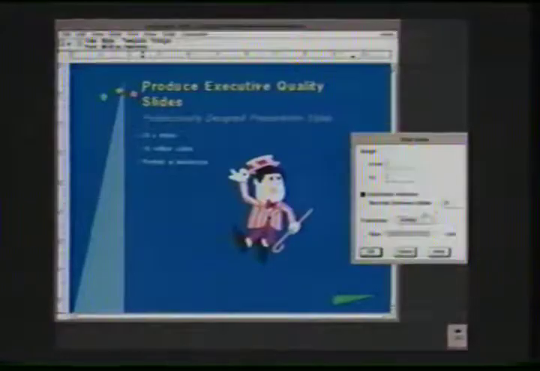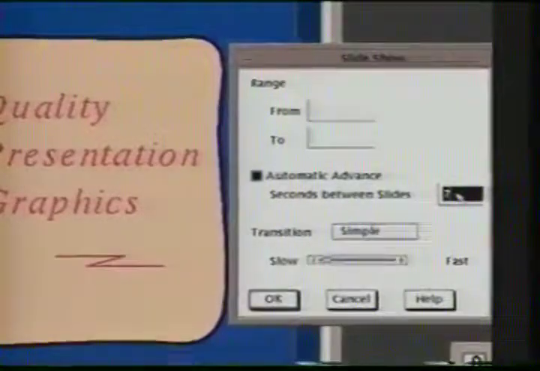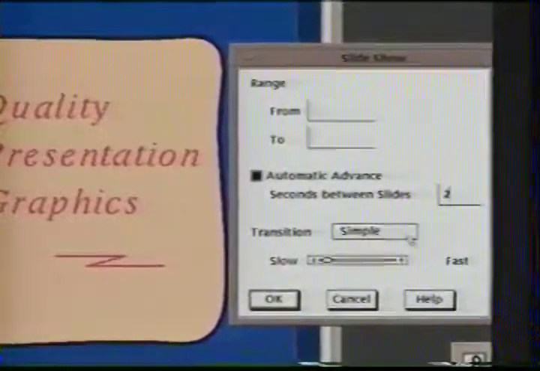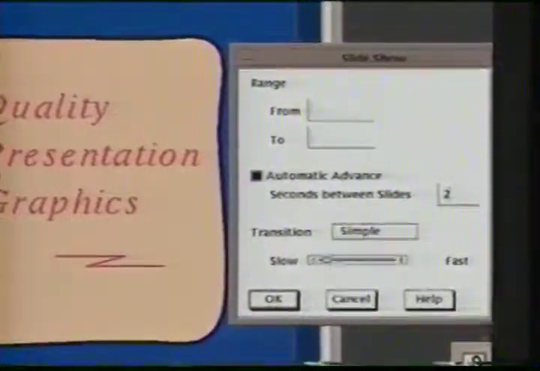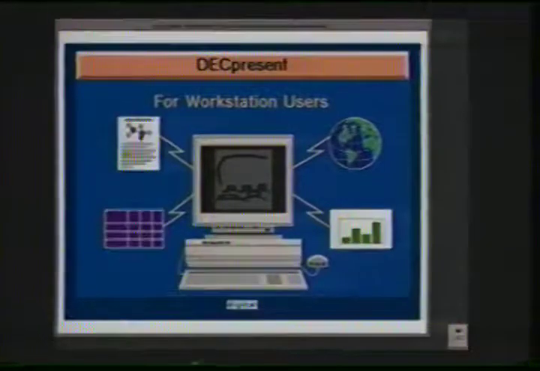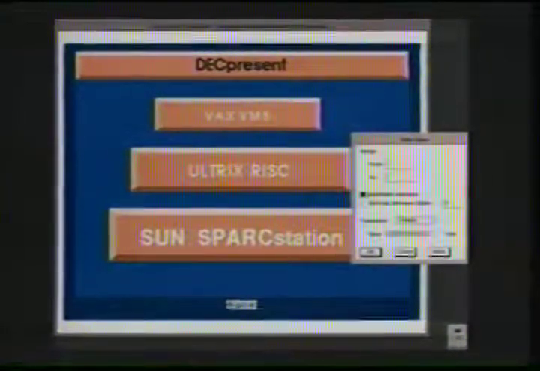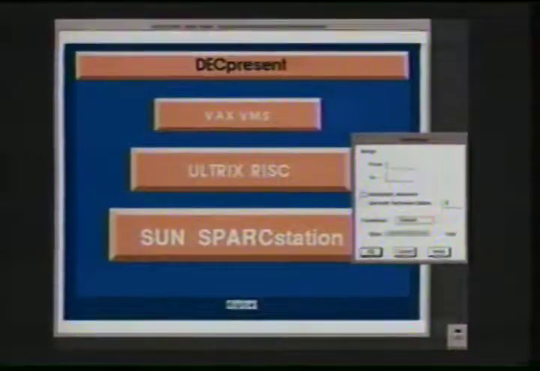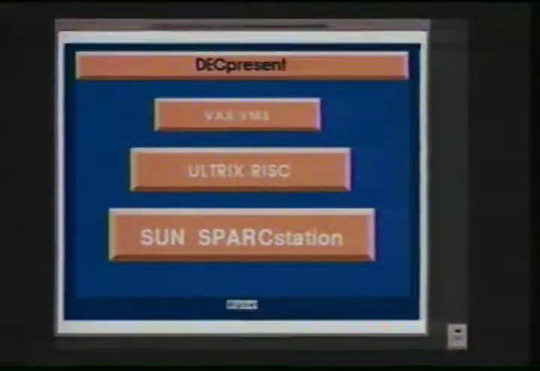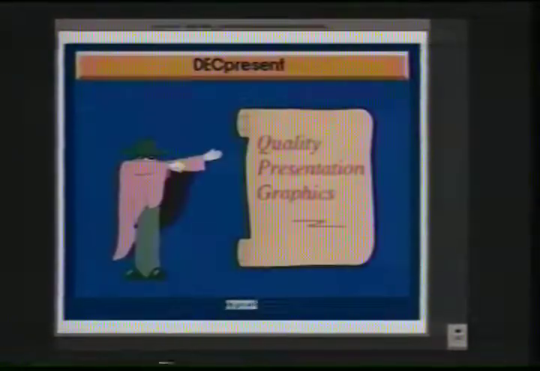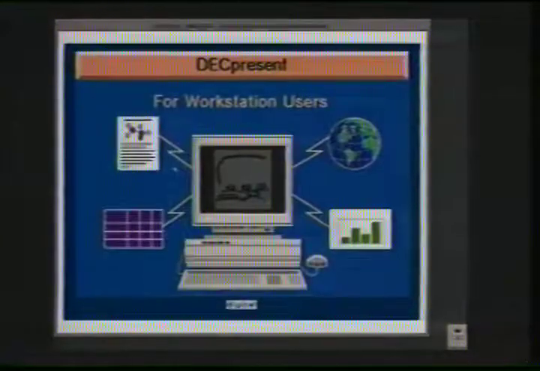Simply enter the number of seconds between your slides and choose a transition effect. DECpresent will automatically advance through your slides. By deselecting Automatic Advance, you can use the mouse to manually reverse and advance between your slides.